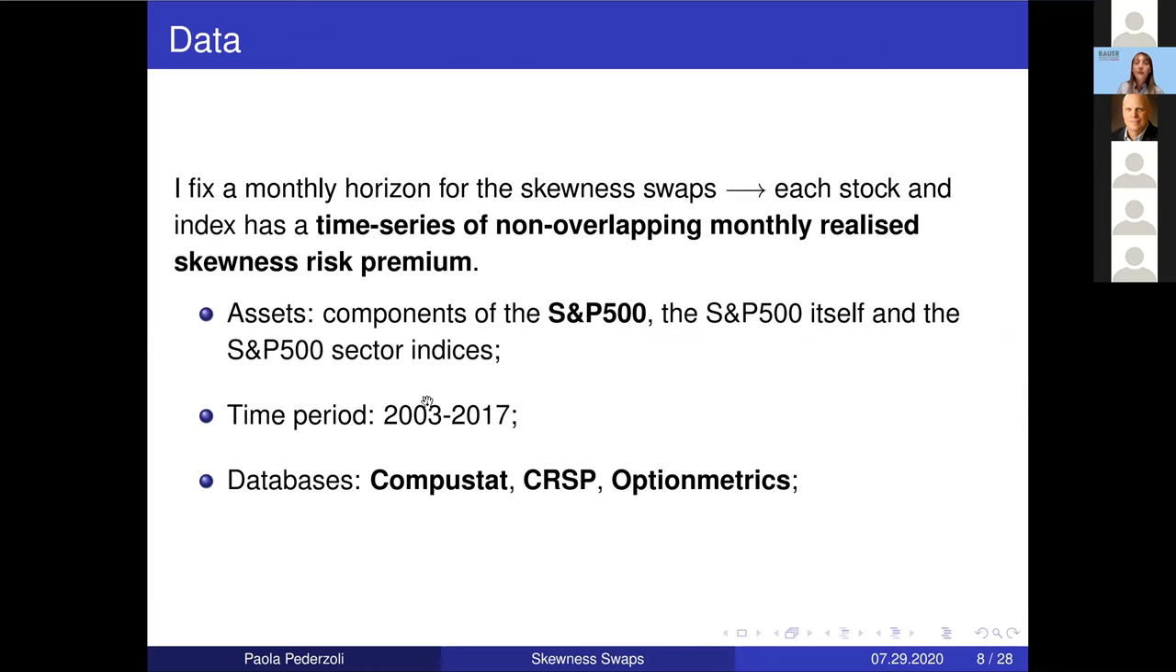Okay. So I fix a monthly horizon for the skewness swaps, which start and end on the third Friday of each month. And this is consistent with the maturity structure of the standard option data. So in this way, every stock and index is going to have a time series of non-overlapping monthly realized skewness risk premia, which are basically the returns of every monthly swap. I apply the skewness swaps to all the components of the S&P 500, so all the individual stocks, the index, and also the sector indexes which altogether compose the S&P 500. Because I do have options on the indexes, on the ETFs that track the index. So the time period is 2003-2017, and the databases are standard.